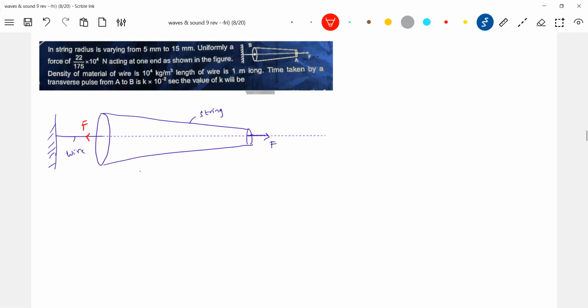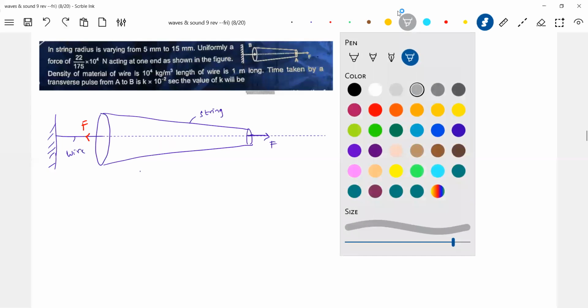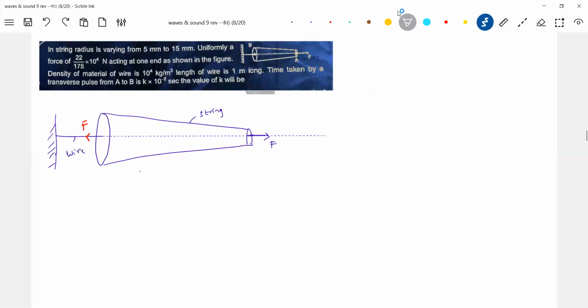Then what will be the tension at all points on the rod? Should be F only. Am I right? I think you have come across such a situation in elasticity. So let me assume a strip. See, in the exam you are supposed to think about this for 3 minutes. Let's come to this one.